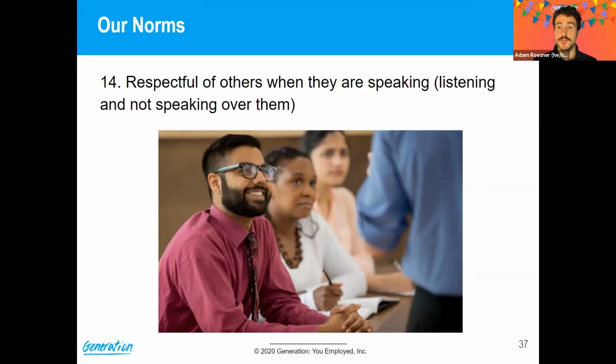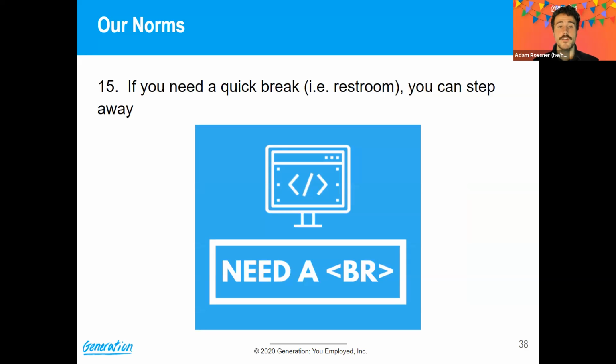Do not just wait your turn to talk without listening to what others are saying. If you need a quick break, you can just step away. If you need to be away for less than 5 minutes, you can just turn your camera off and step away. You don't need to let us know every time you go to the bathroom, get up to get a glass of water, or go to open the door because the UPS guy is ringing your doorbell. We don't need to know about every time that happens.